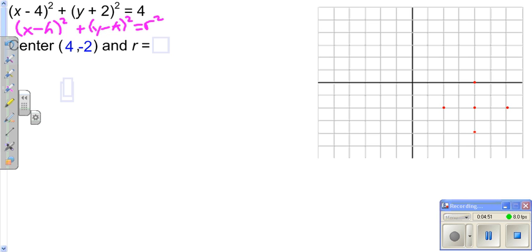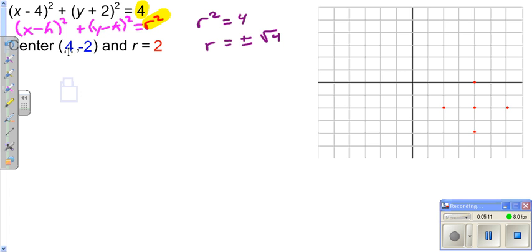Now, this right here, 4, correlates to r squared. So the question is, what is r? Well, if r squared is equal to 4, to solve it for r, you'd have to take the square root. Now, since the radius can't be negative, we don't have to be concerned about the negative root, so the square root of 4 is 2.